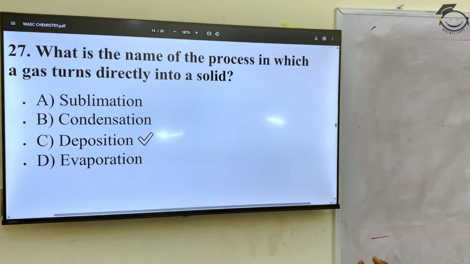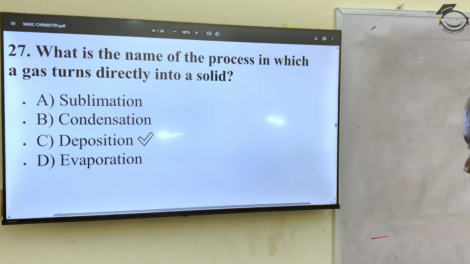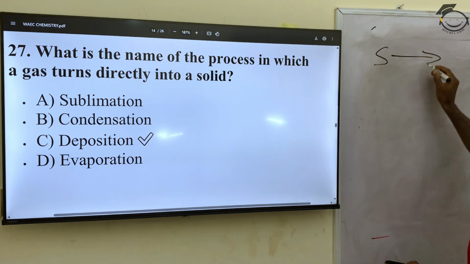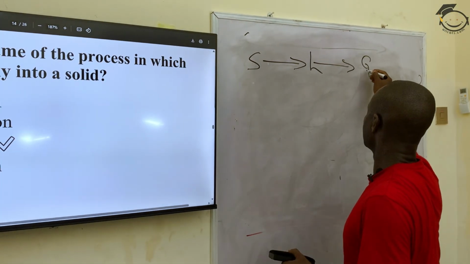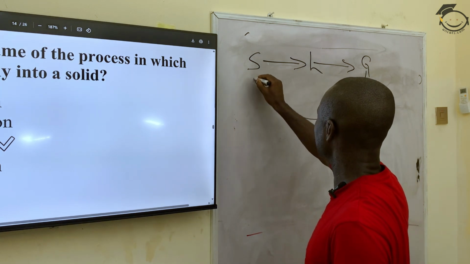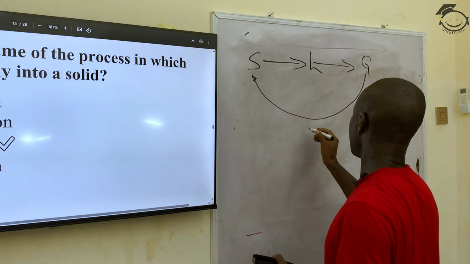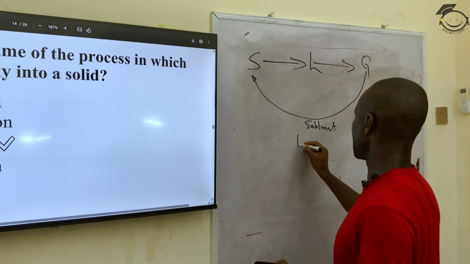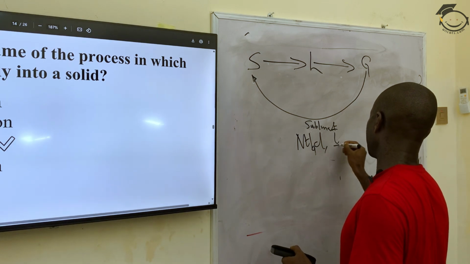So question 27. What is the name of the process in which a gas turns directly into solid? In a situation where we have a substance, solid, we know melting, solid will change from solid to liquid, then finally to gas. But in this case, gas will be converted directly, instead of passing through this state, to solid. We call that process sublimation. An example of substance that does that is ammonium chloride or iodine.